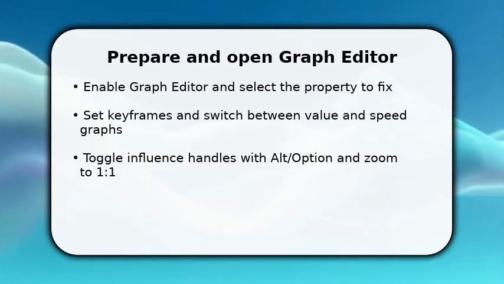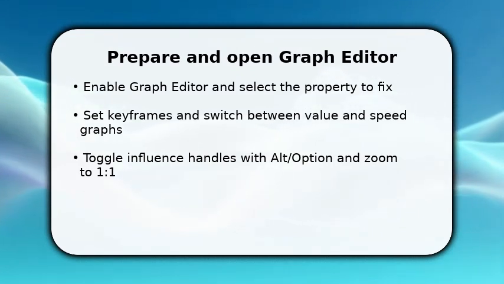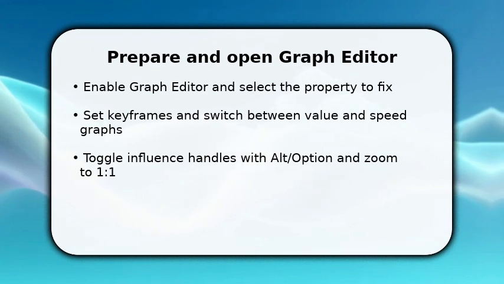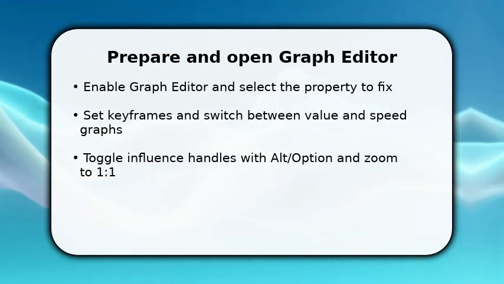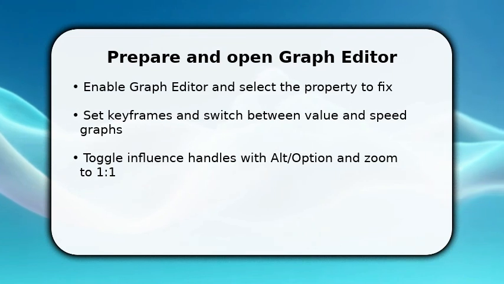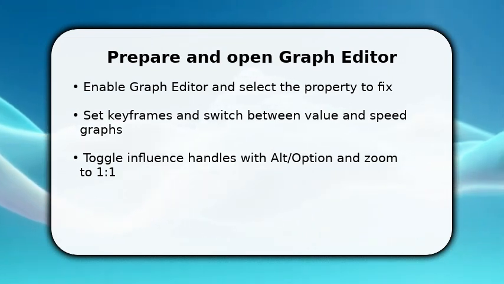You start by opening the graph editor and selecting the animated property you must fix. Set clean keyframes if they are messy. Make sure you're viewing value versus speed intentionally. Once done, zoom to 1 and enable Bezier handles so you can see control points.